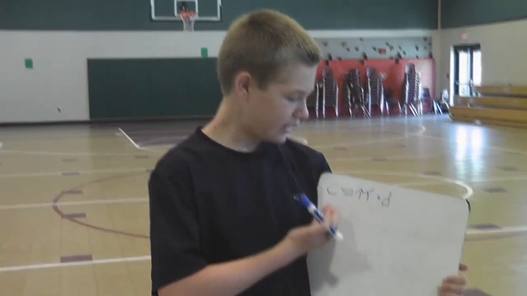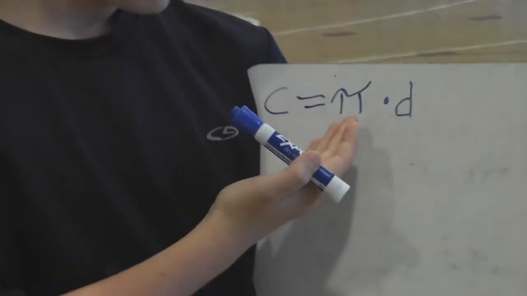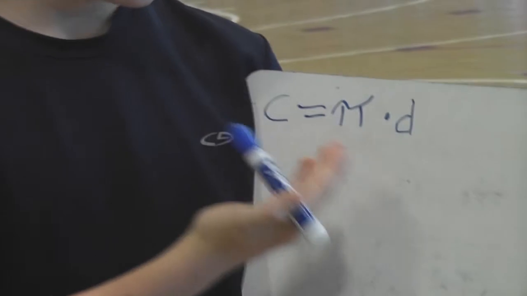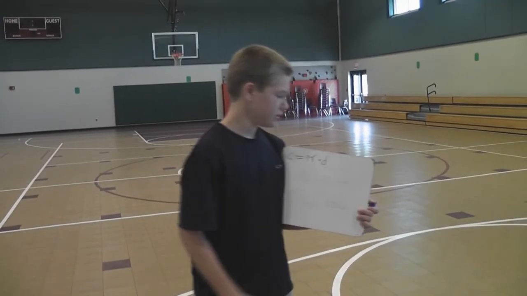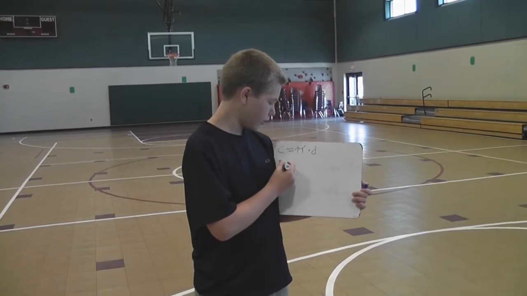Hi, this is Michael, and I'm going to teach you how to find the circumference of a circle. As you can see here, the formula is pi times the diameter equals the circumference. And then pi equals 3.14.